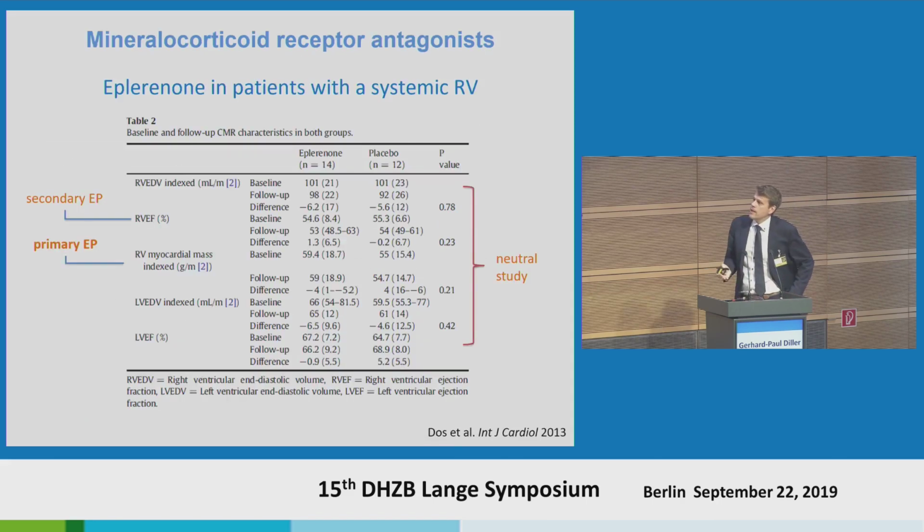Another very elegant study, and I think there's a lot of pathophysiologic rationale to test mineralocorticoid receptor antagonists in our patients with systemic right ventricle or congenital heart disease, because these drugs also have an impact on fibrosis, which is quite prevalent in our patients. This is a Spanish study where they tested eplerenone in patients with systemic right ventricle. And again, the primary endpoint is an MRI-based right ventricular mass endpoint, and the secondary endpoint is right ventricular ejection fraction. And unfortunately, again, this study was a neutral study, so it didn't show an improvement with treatment in these patients.